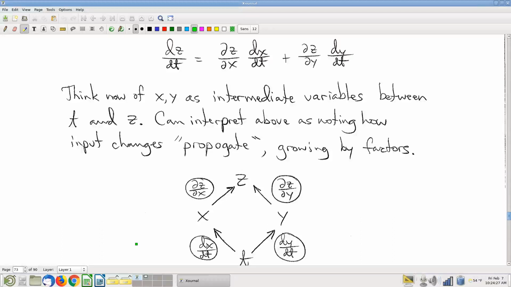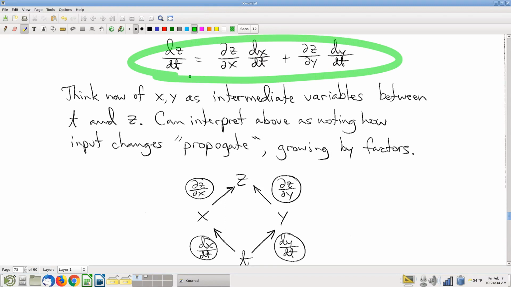Okay, so here's what we were talking about last time. We're doing the chain rule, right? And just rewinding a little bit, here's the first version of the chain rule we wrote down.